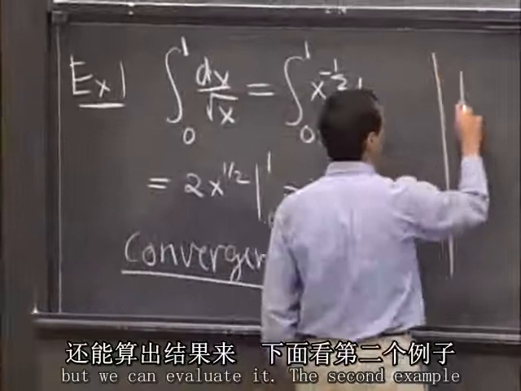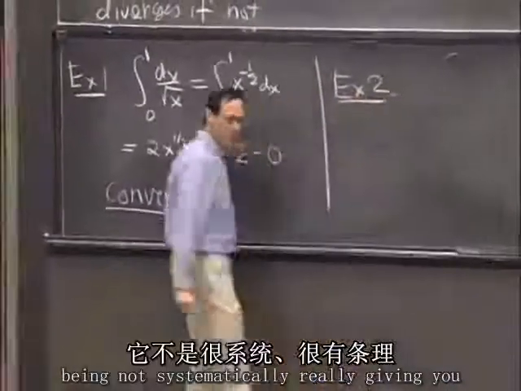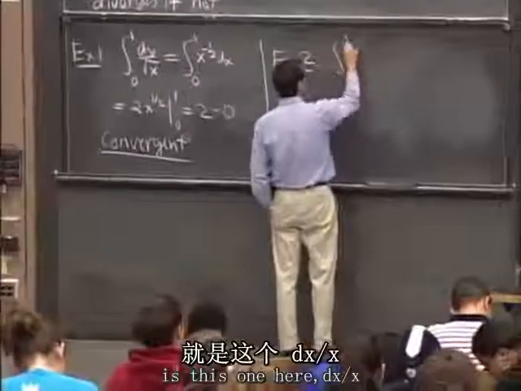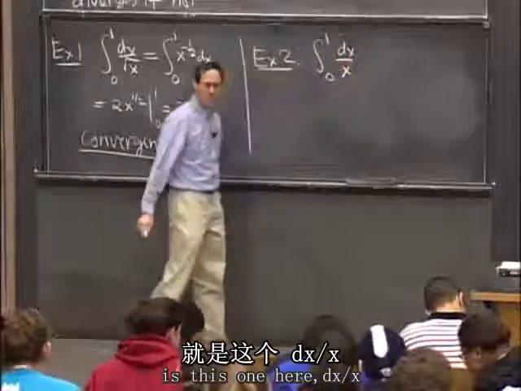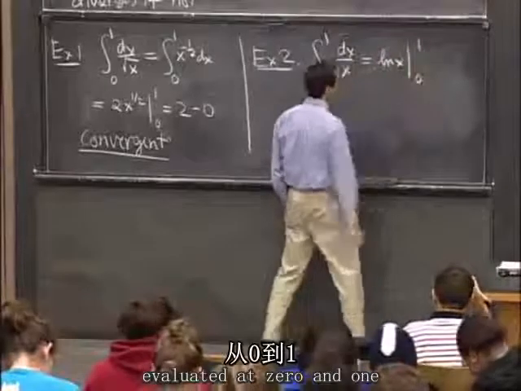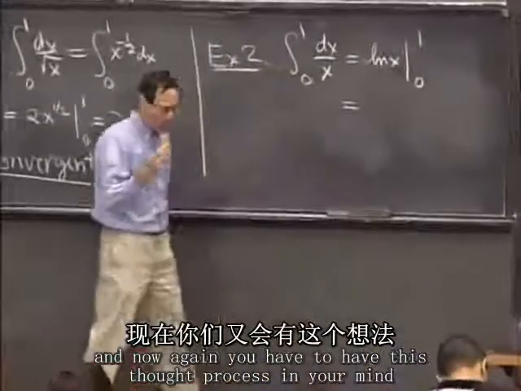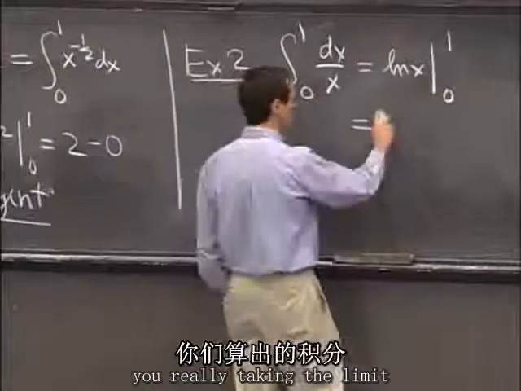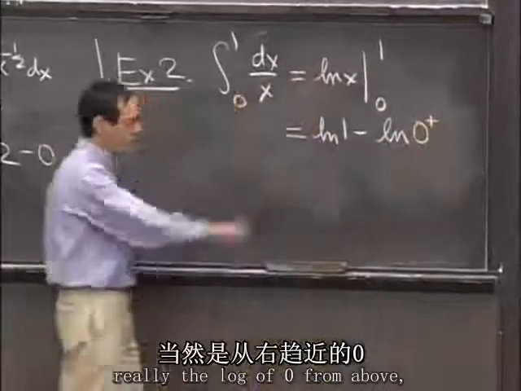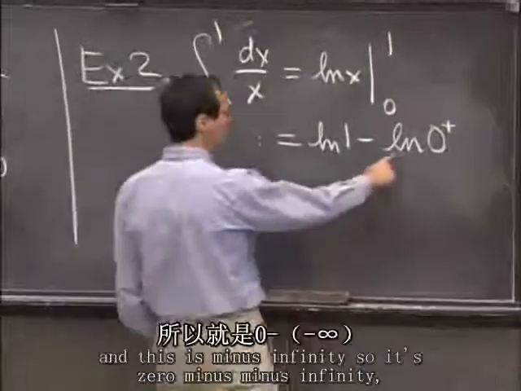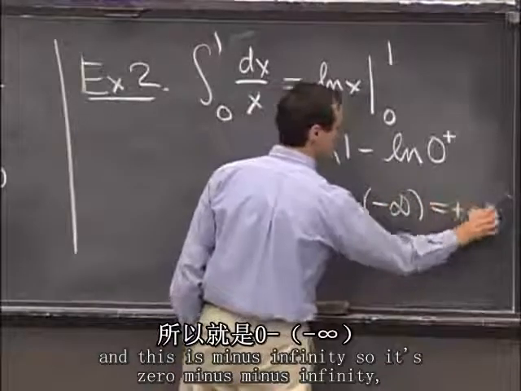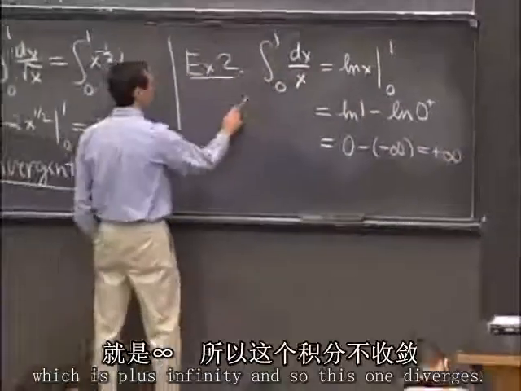The second example, being not systematic, but really giving you the principal examples that we'll be thinking about, is this one here, dx over x. And this one gives you the antiderivative as the logarithm, evaluated at 0 and 1. And now, again, you have to have this thought process in your mind that you're really taking the limit, but this is going to be the log of 1 minus the log of 0. Really, the log of 0 from above. There is no such thing as the log of 0 from below. And this is minus infinity, so it's 0 minus infinity, which is plus infinity. And so this one diverges.